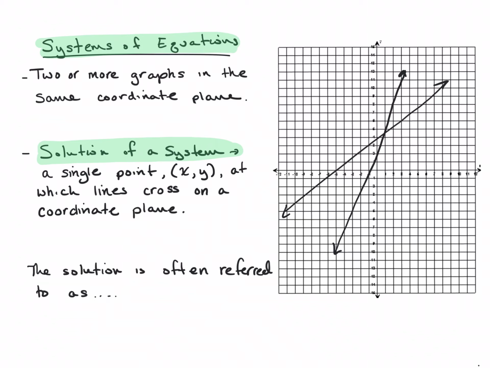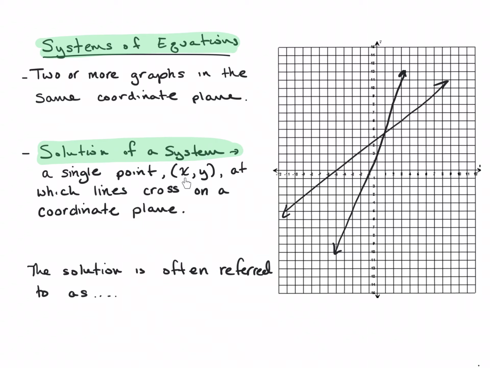Over here I have some notes. The first thing you want to write down is that systems of equations are two or more graphs in the same coordinate plane. That means if I give you two equations, I don't want you to make two separate coordinate planes. I want you to graph two lines all on the same coordinate plane. Then what we're looking for is the solution of a system, and the solution of a system is a single point.